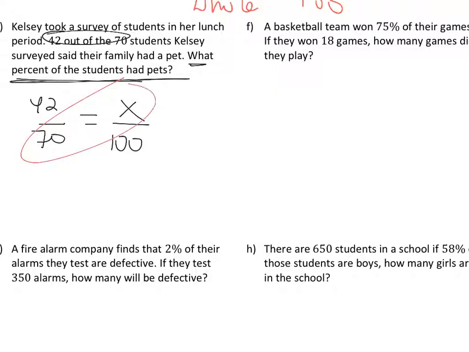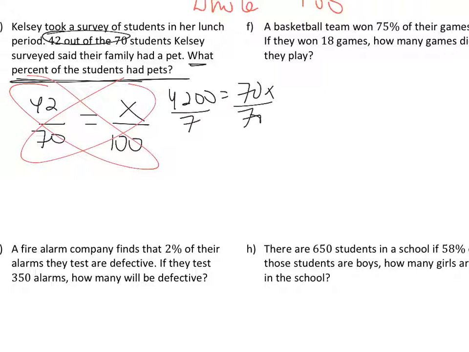Again, we're going to cross multiply. Always, fraction equal to a fraction, we cross multiply. We get 4,200 equals 70x. If we divide both sides by 70, we get x equals 60. So if 42 out of the 70 said they have a pet, what percent of the population have a pet? 60%.